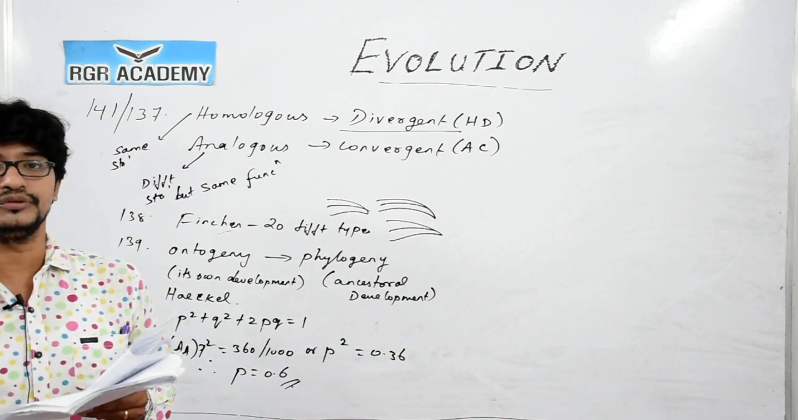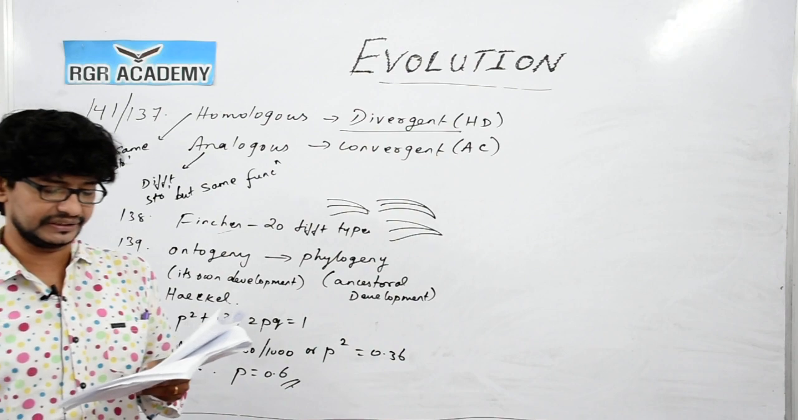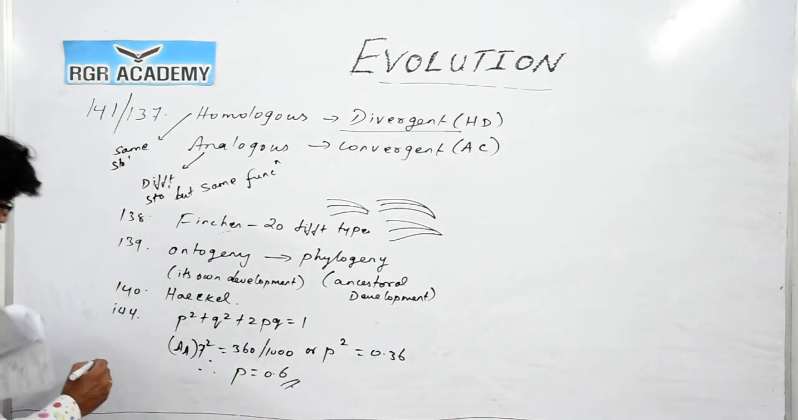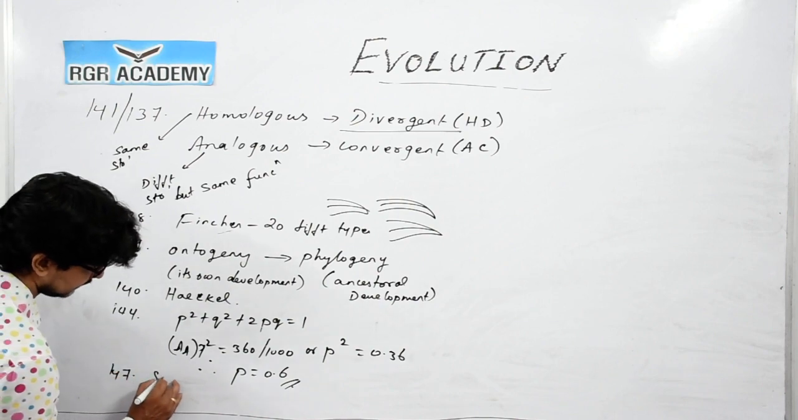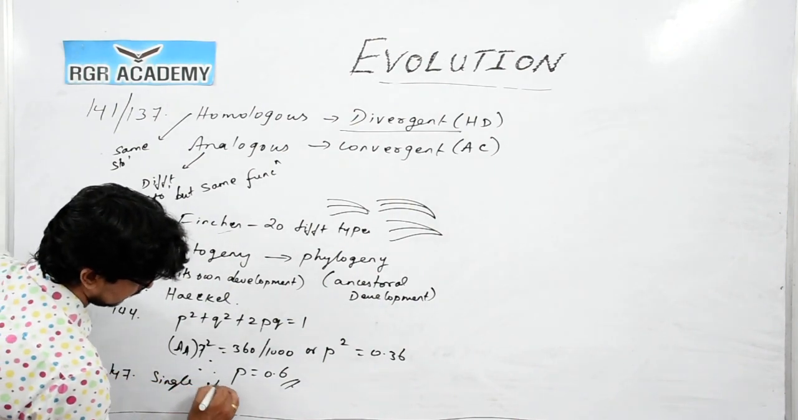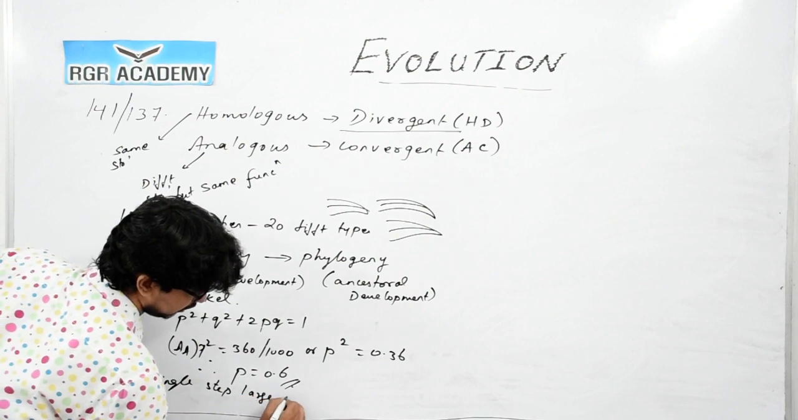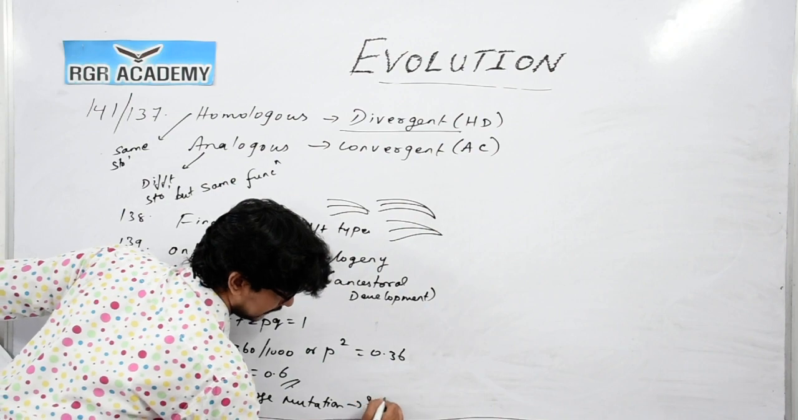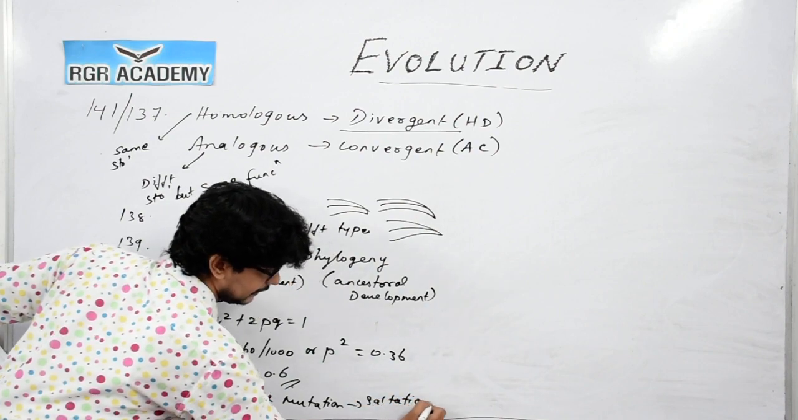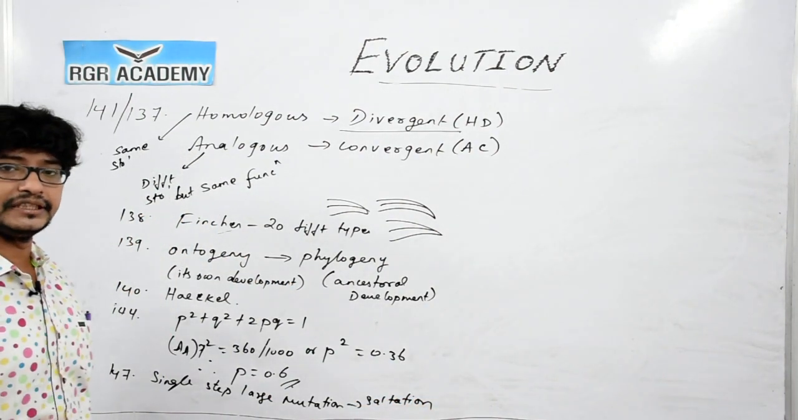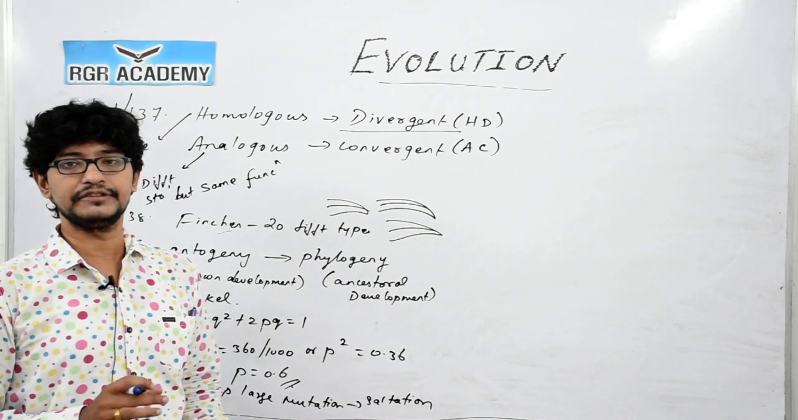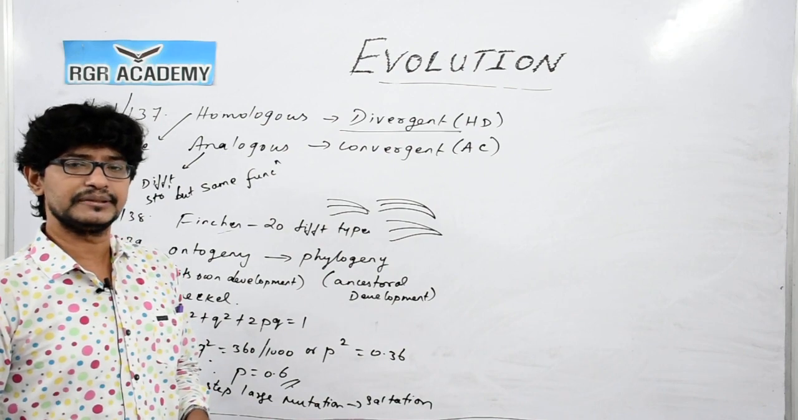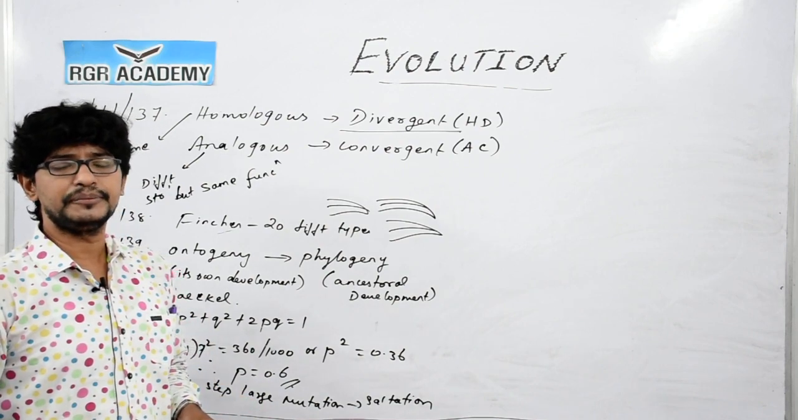Question number 147. A single step large mutation leading to speciation, we actually call it saltation. A single step large mutation leads to, this is called saltation. Definitely it leads to speciation, but when it occurs in a very small group, it is going to give drastic effects, abnormal and abrupt changes which will be happening.